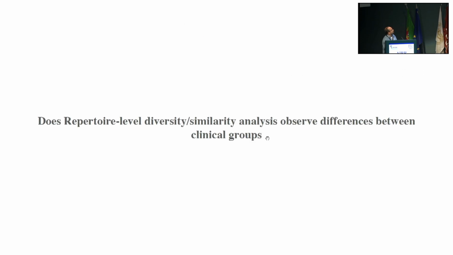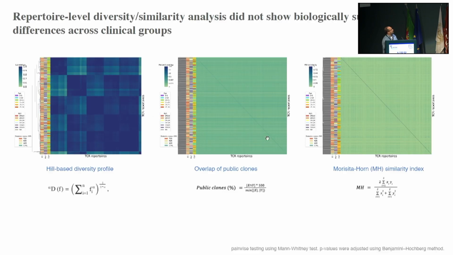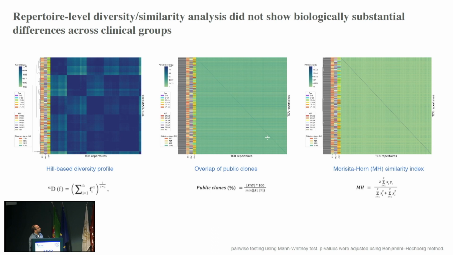So coming to the first goal: can we find a difference based on repertoire level diversity and similarity analysis? And for that we did 3 different analyses. We calculated a Hill-based diversity profile for each repertoire, and then calculated the correlation with all other repertoires. We also looked at the overlap of public clones and also the Morisita-Horn similarity index. And with all these methods, we couldn't find any clustering based on either age, high-risk HLA type, or the clinical groups.